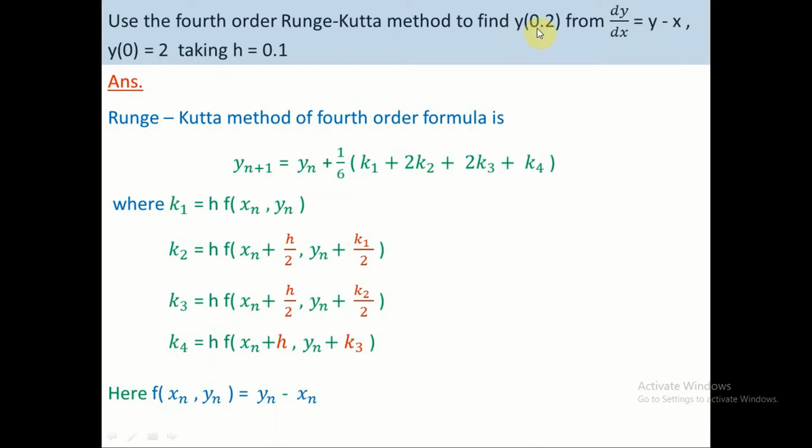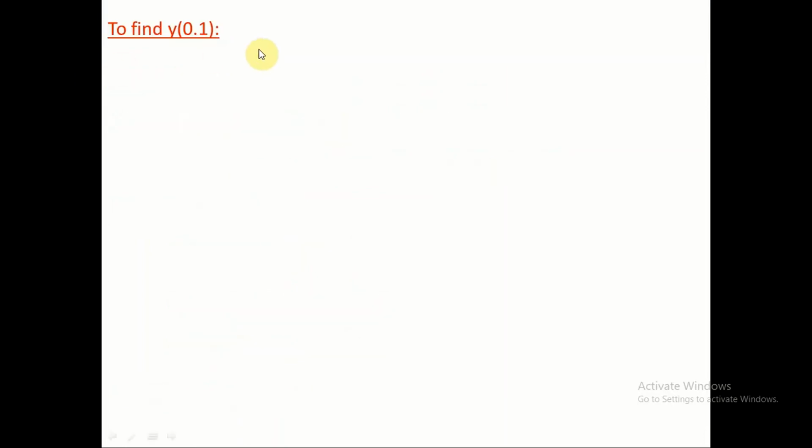Here our question is to find y of 0.2. We have given h equal to 0.1 and y of 0 equal to 2. Since the step size h equal to 0.1, we will get y of 0.2 in steps. First of all, we need to find the y of 0.1. Then in the next step, we will get y of 0.2.